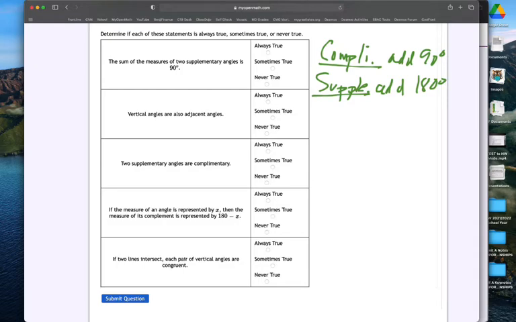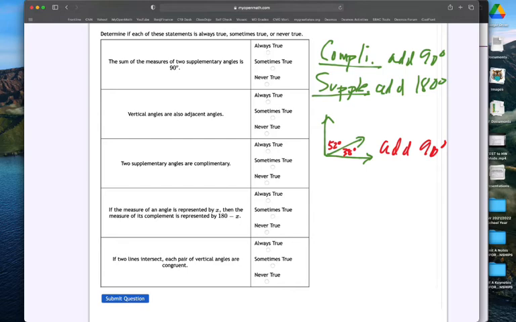So a complementary angle situation might look like this, where maybe one angle is 38 degrees and another angle is 52 degrees. Those two add up to 90 degrees. So those are complementary angles.